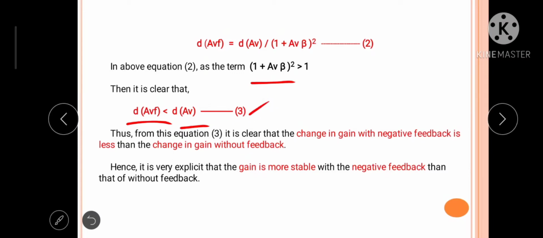And from equation 3, it is also clear that the change in gain with negative feedback is less than the change in gain without feedback. Hence, it is very clear, very explicit, that the gain is more stable with negative feedback than the gain without feedback. Ultimately we conclude that negative feedback keeps the gain more constant, more stable than without feedback.